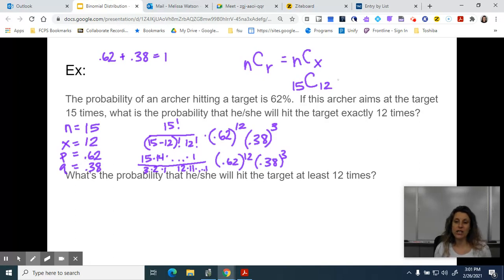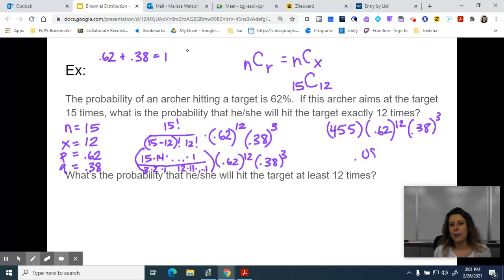So we get 455 arrangements. So when I simplify this part, I get 455. The calculator again can make that quicker. We're going to multiply that times 0.62 to the 12th and times 0.38 to the third. Let's go ahead and do that. Okay, I got 0.0805 as my final answer.